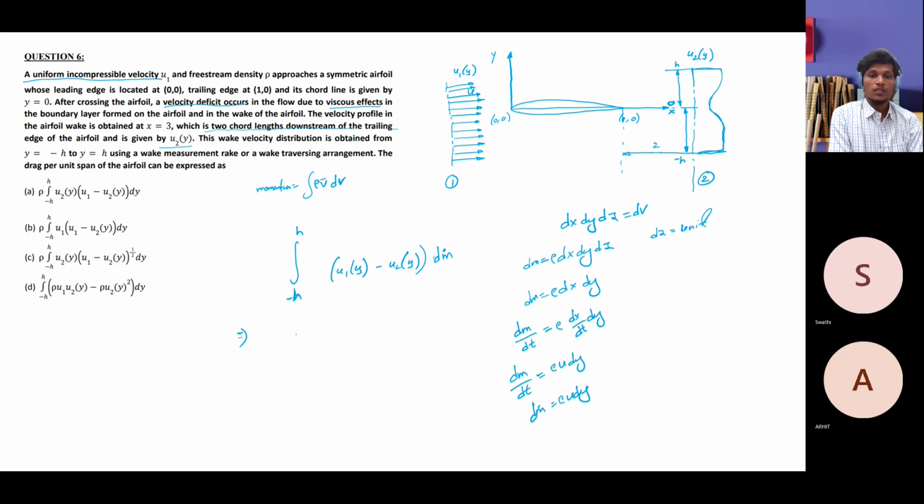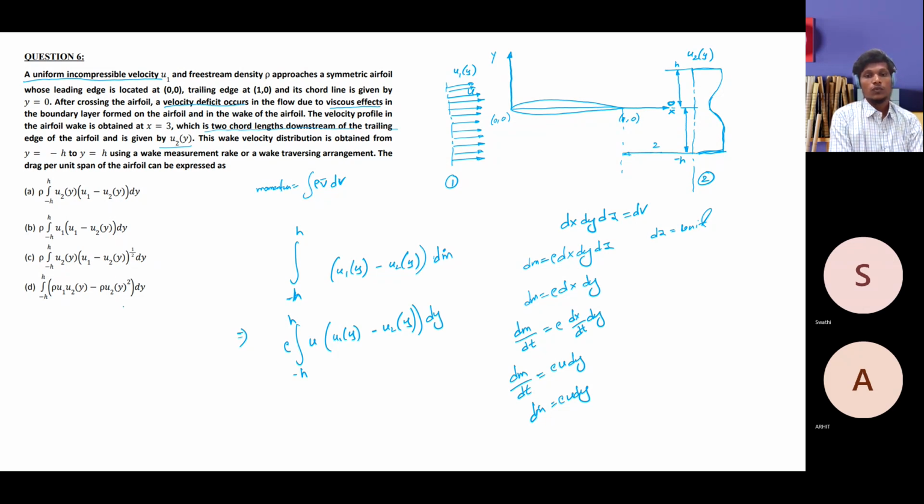So I'm replacing the same thing: the integral from minus h to h of rho u times (u1 of y minus u2 of y) dy. So we have almost arrived at the formulation matching the given options A, B, C.